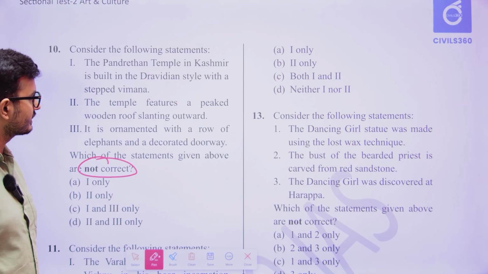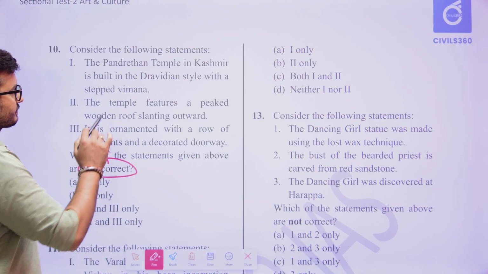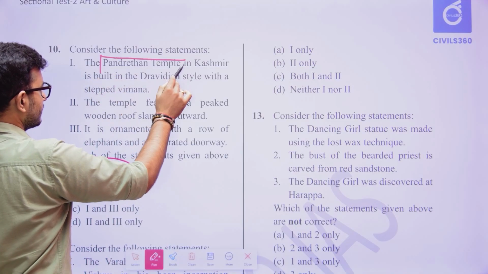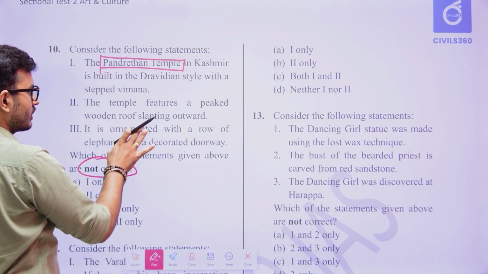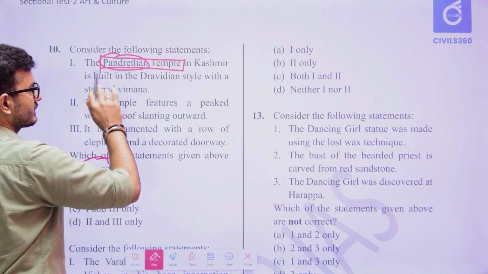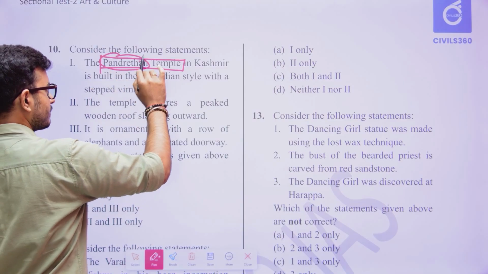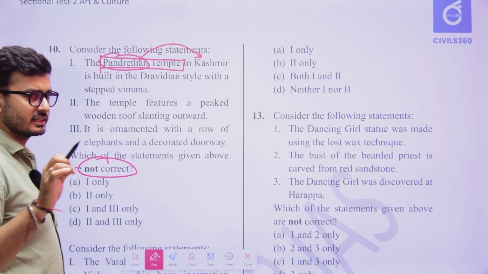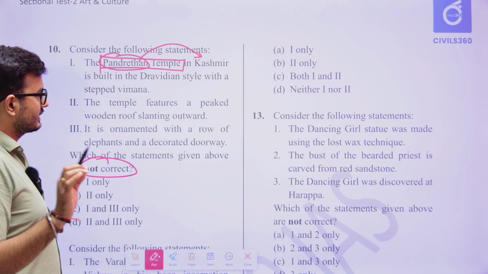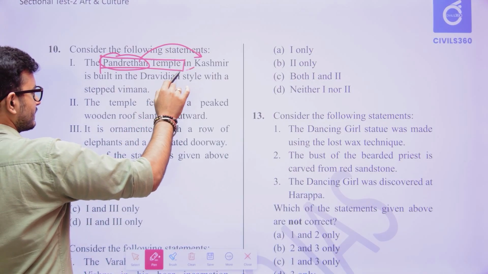Now, when you look at this, just think of it. The Padrinath temple. What is the whole question about? It is talking about the Padrinath temple. Now they are informing that the Padrinath temple is in the area of Kashmir, and they are telling that this temple is built in Dravidian style.